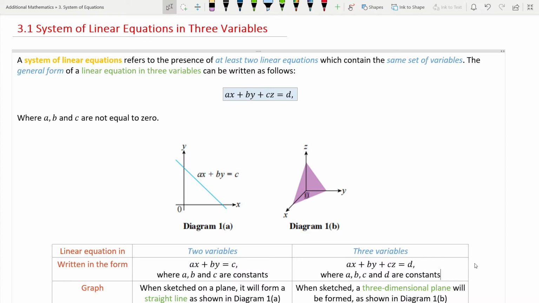Hi everyone. Today we will start a new chapter, System of Equations. Let's get started with 3.1, System of Linear Equations in 3 Variables.